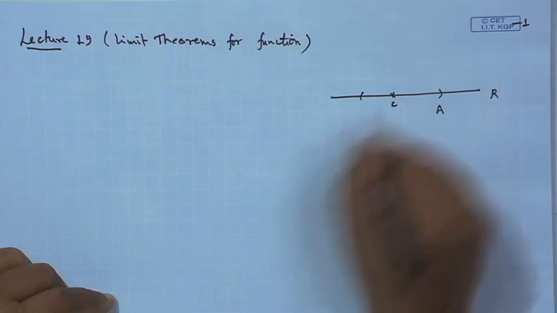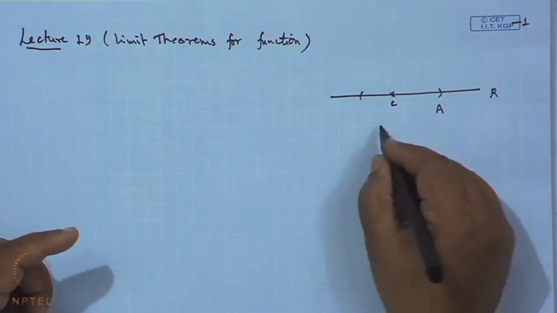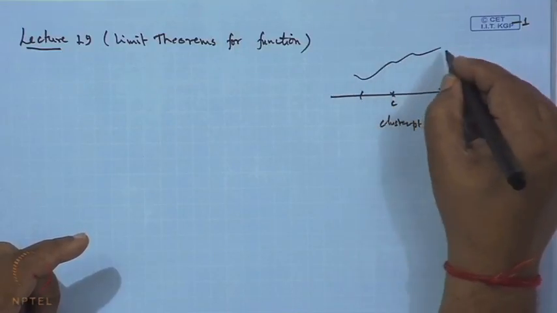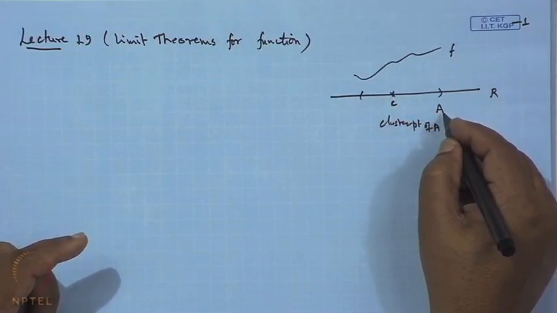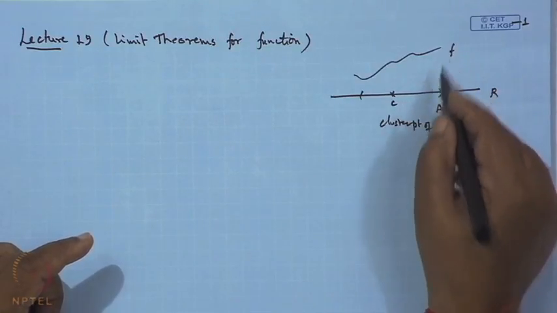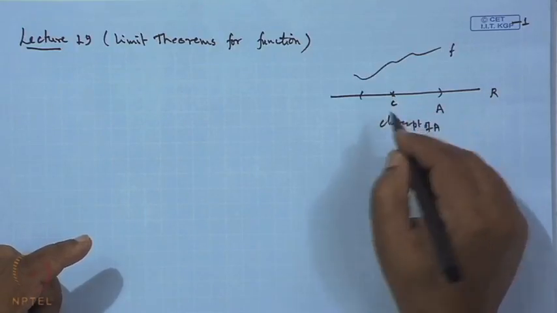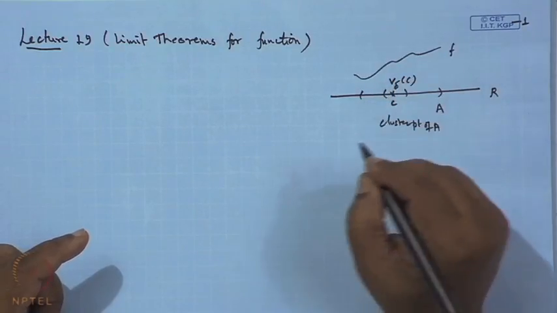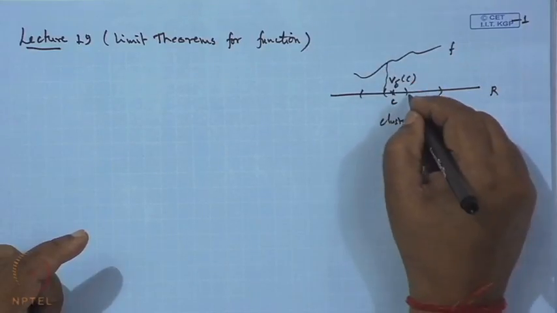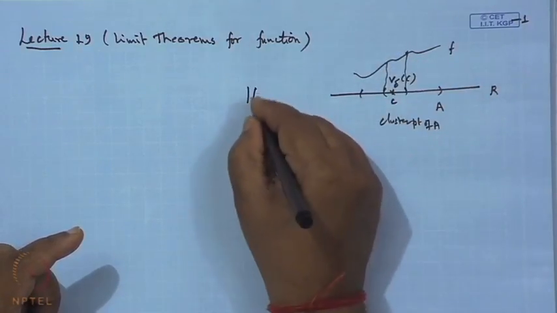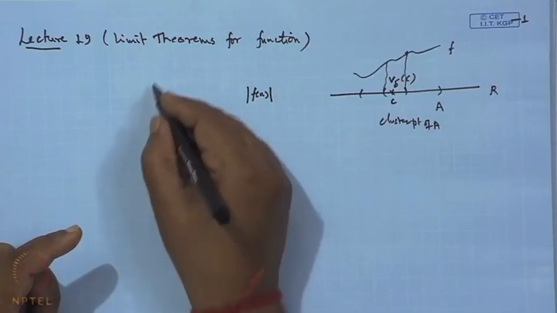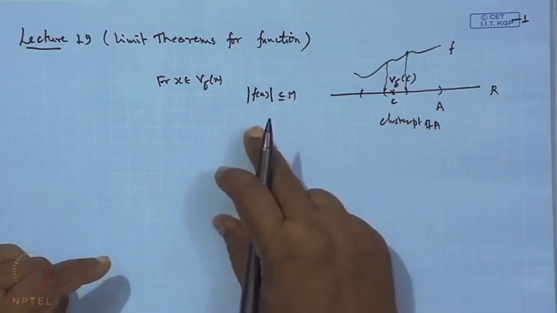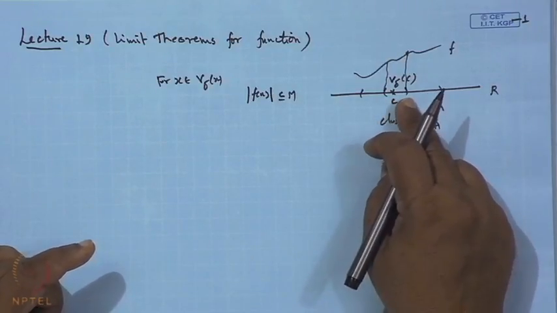This is a point C in R, which is a cluster point of A, and the function f is defined on this set A, which is a subset of R. Then we say the function f is bounded in the neighborhood of a point C if there exists a delta neighborhood V_delta(C) and a constant M such that the values of the function f(x) for x belonging to this V_delta(C) are less than or equal to M. Then we say the function f is bounded over a neighborhood around the point C.